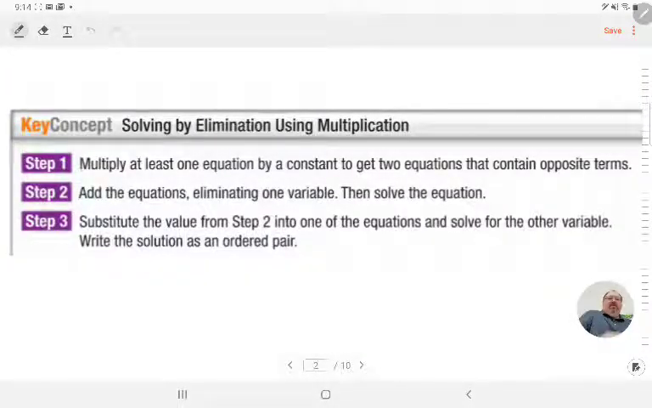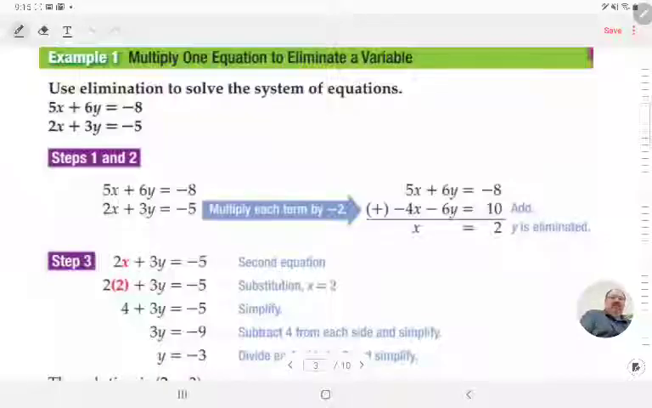So there are 3 steps, just like in adding or subtracting. The first step is multiply at least one equation by a constant to get 2 equations that contain opposite terms. Then you're going to do just like the previous lesson. You're going to add the equations, eliminating one variable, then solve the equation. And then step 3, substitute the value from step 2 into one of the other 2 equations and solve for the other variable. Write the solution as an ordered pair. So let's see how that's done.